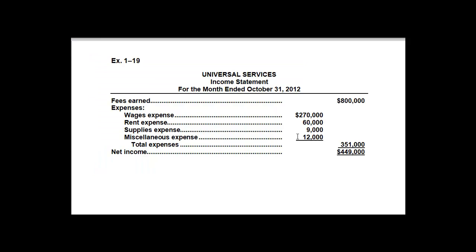Okay, so notice here it's important to have proper form when we put this together. So at the top we have the name of the company. The next thing that we list here is the name of the financial statement. And then it's very important here to specify what period of time. So this says for the month ended October 31st. So this is for the 31 days of October in 2012. The first thing we do is we list out the revenues that we were able to generate.